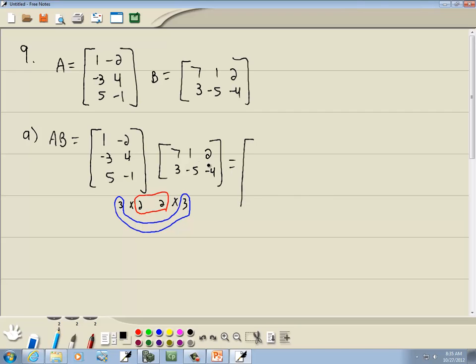Okay. I'm going to take this row times this column. So 1 times 7 and negative 2 times 3. Let me double check myself. Okay. This row times this column. So 1 times 1 and negative 2 times negative 5. Okay, then this row times this column. So I got 1 times 2 and negative 2 times negative 4.